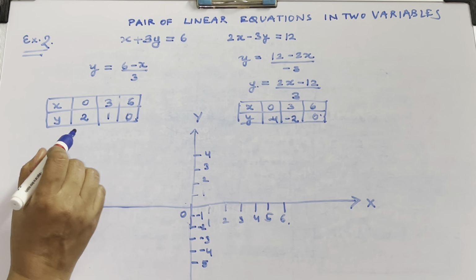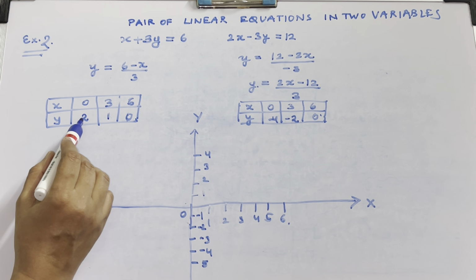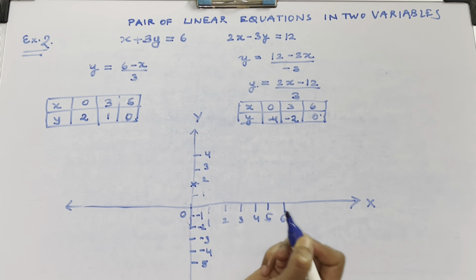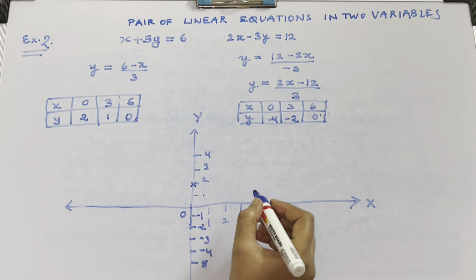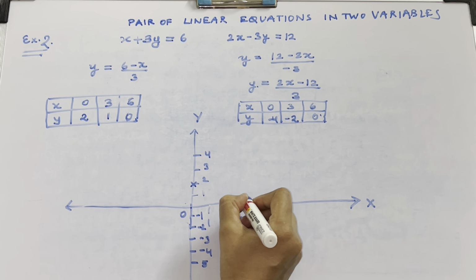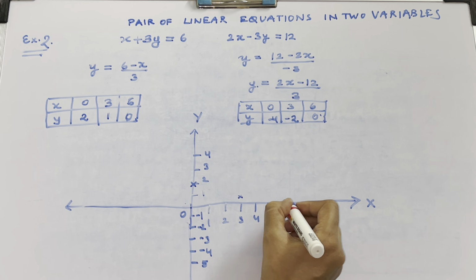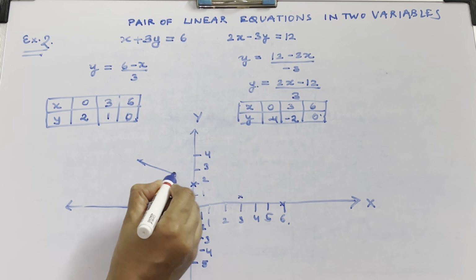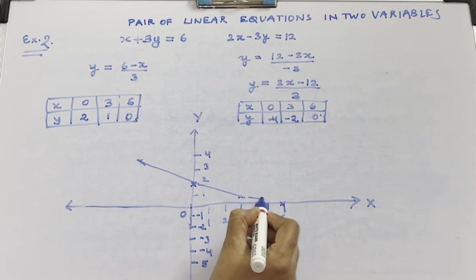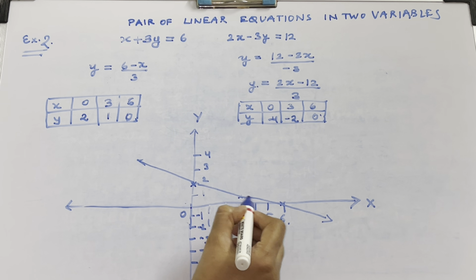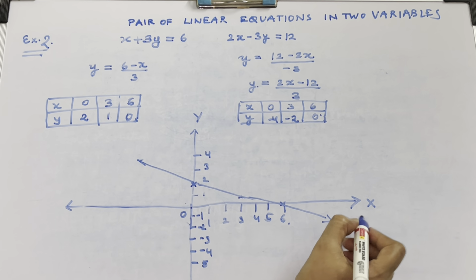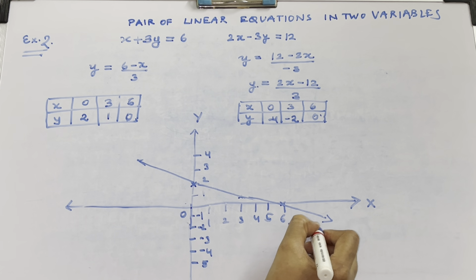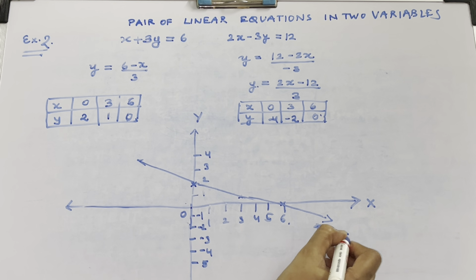Now we plot the points. First set of points 0, 2. So the point comes here. Then 3, 1 will be somewhere here. Then 6, 0 will be here. See, I am not using a graph paper, so it's just a rough representation of the line. So we get all the 3 collinear points, and this is our first line. You have to write the name of the equation here at one end, x plus 3y equal to 6.